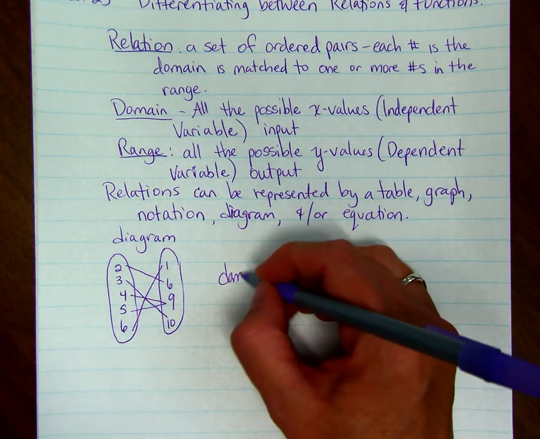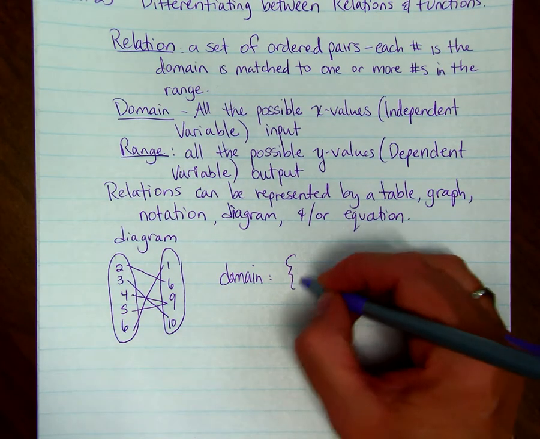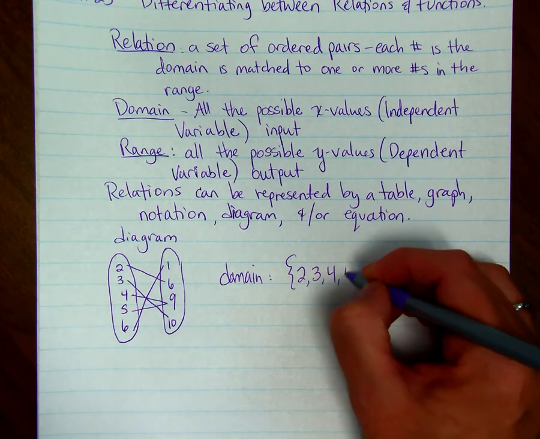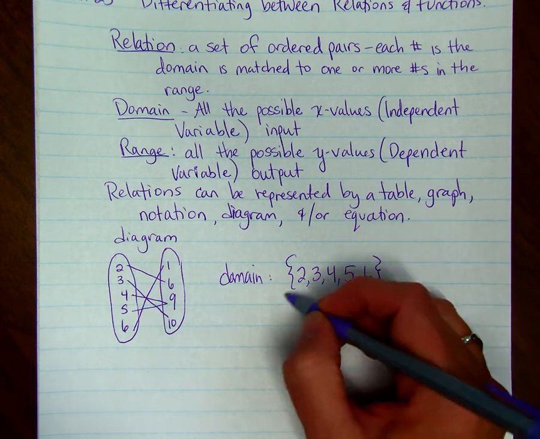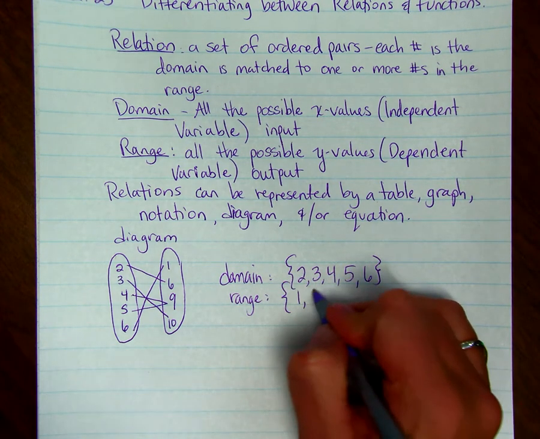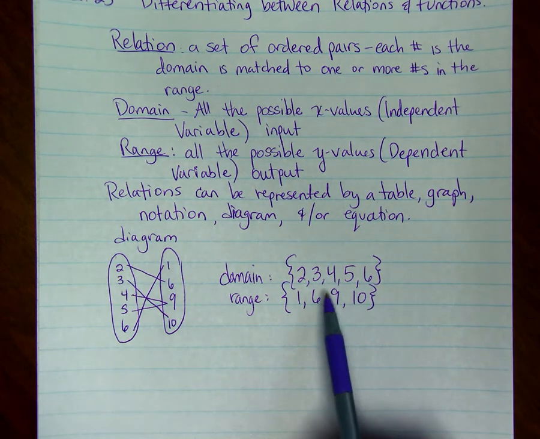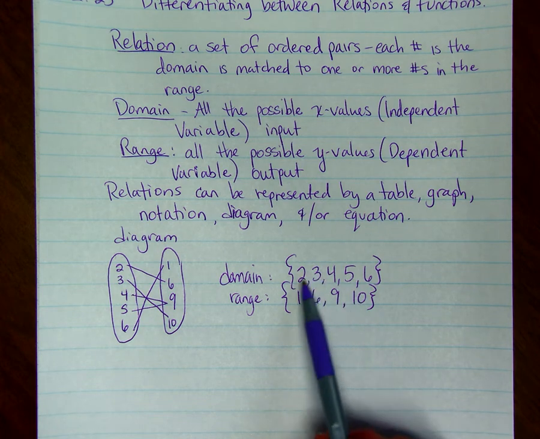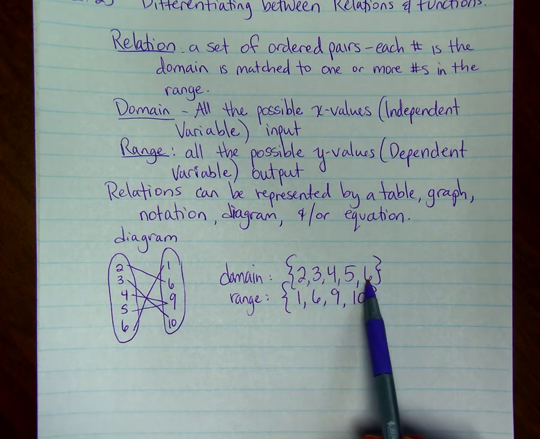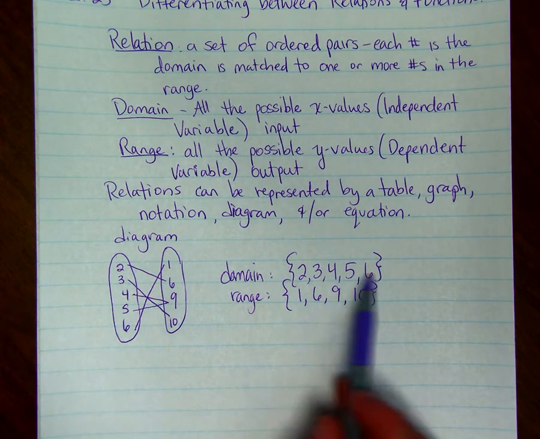So our domain is the input side. On the left side is 2, 3, 4, 5, and 6. And our range is the output numbers 1, 6, 9, and 10. Remember that these are sets, so you use braces, you list the elements with commas between them, and that would be your domain and range.